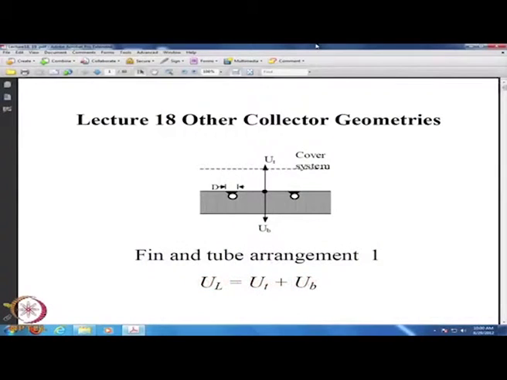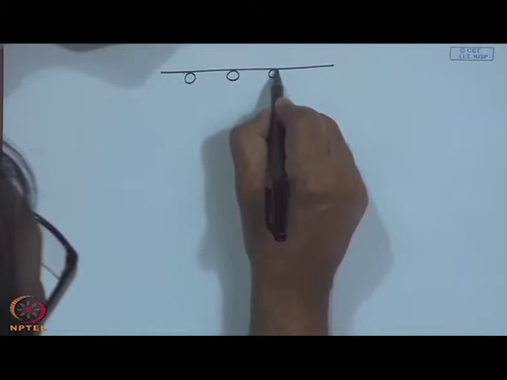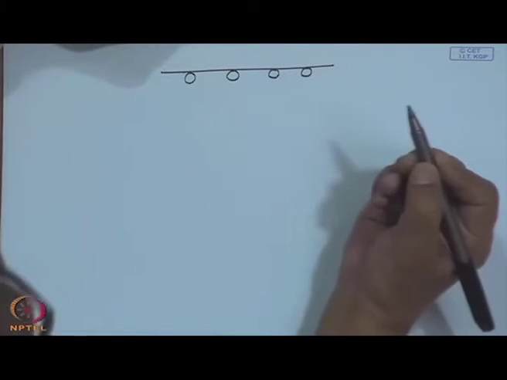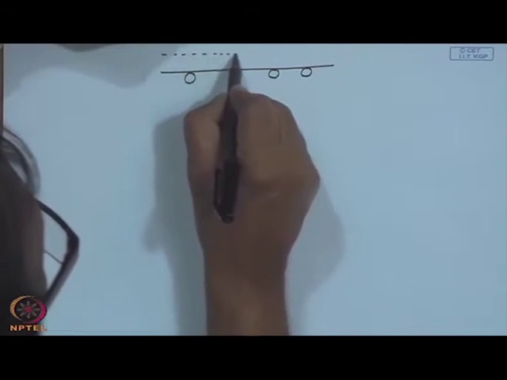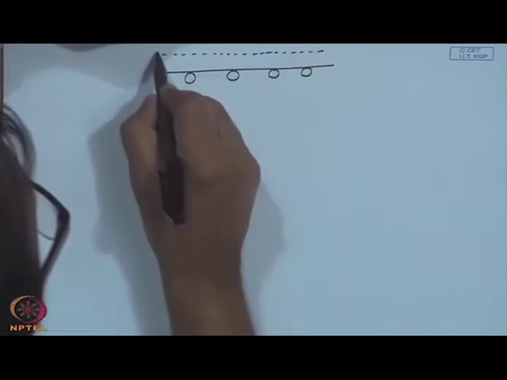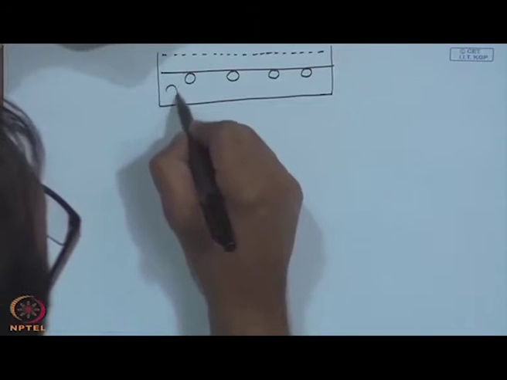Last time we started considering other collector geometries, particularly for the liquid heaters. We have most commonly employed the fin and tube arrangement. Arrangement number 1, which we have dealt with in detail, consists of an absorber tube and fin, with the tubes being soldered at the bottom, along with one or two glass covers, embedded in a box with insulation.